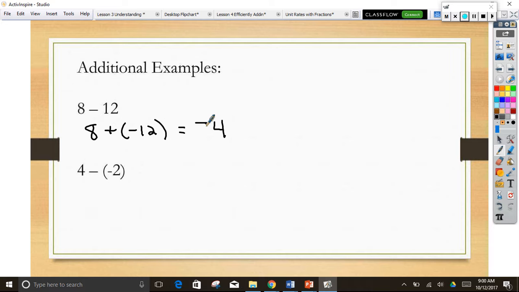Same thing for this one. Instead of 4 minus negative 2, you're going to write 4 plus 2. And that's easy. You don't even have to think about the rules because that's like a second grade problem. Once you rewrite it, it is. So 4 plus 2 equals 6. Yes? Are these in our packet?